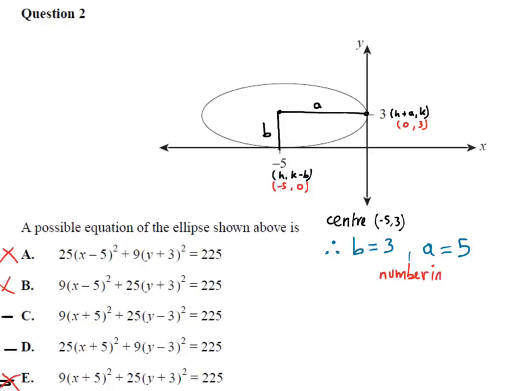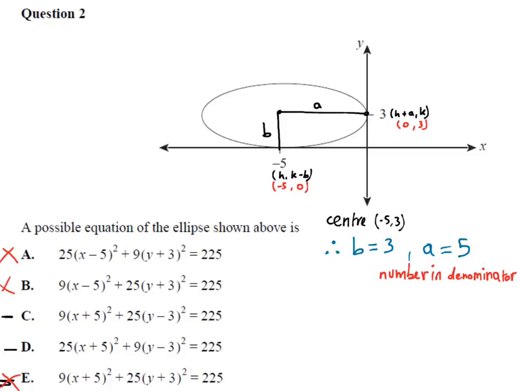So from that we can automatically eliminate a few equations, because by using the information about our center, in the equation it must be an x plus 5 and a y minus 3. So only these two are possible. The other three aren't possible answers there.